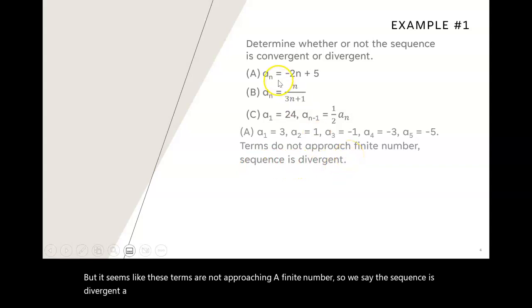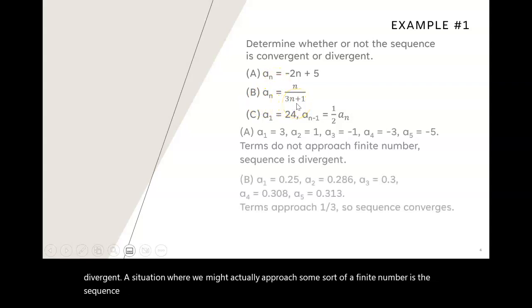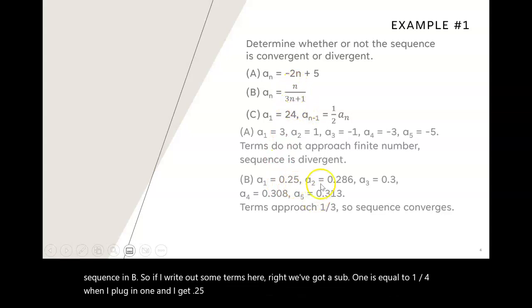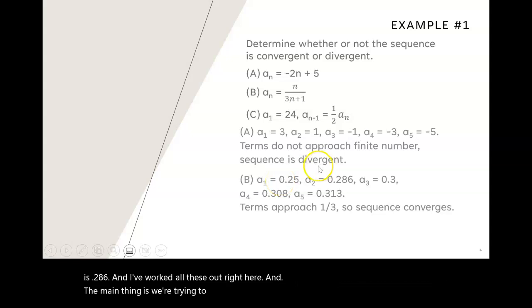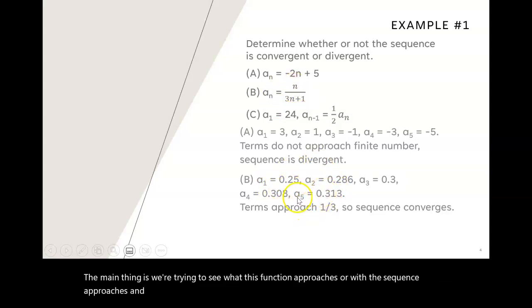A situation where we might actually approach some sort of a finite number is the sequence in B. If I write out some terms here, we've got a sub 1 is equal to 1 over 4 when I plug in 1, and I get 0.25. A sub 2, when I plug that in, I get a decimal here that I've got as 0.286, and I've worked all these out right here. And look, the main thing is we're trying to see what the sequence approaches. And if you look, it looks like we're approaching some number that's close to a third.